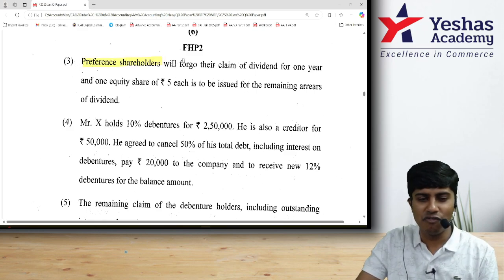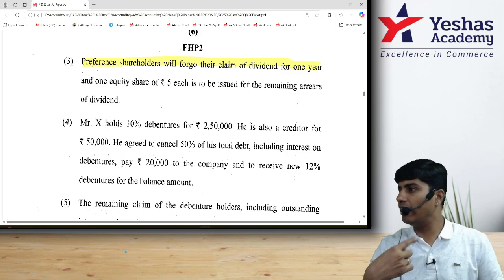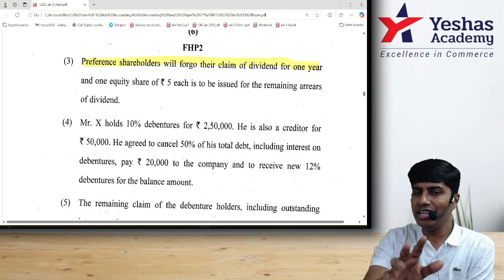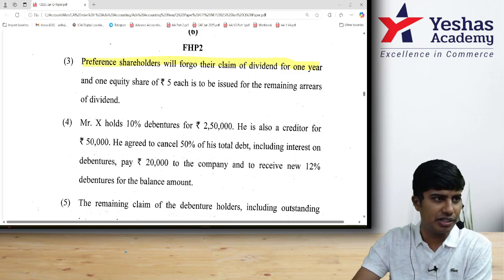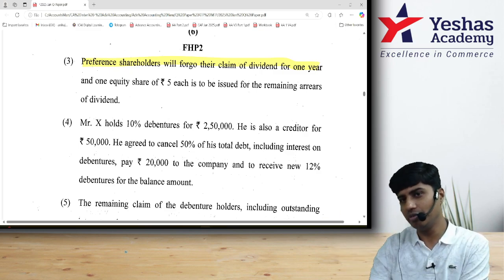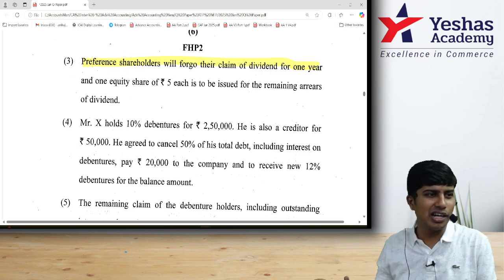Preference shareholders will forgo their claim of dividend for 1 year. The moment they say this, we have to first check whether the unpaid preference dividend is a liability in the balance sheet or a liability outside the balance sheet. If it is a liability in the balance sheet and it is forgone, there will be a journal entry. If it is an unrecorded liability which is forgone, there will be no journal entry.